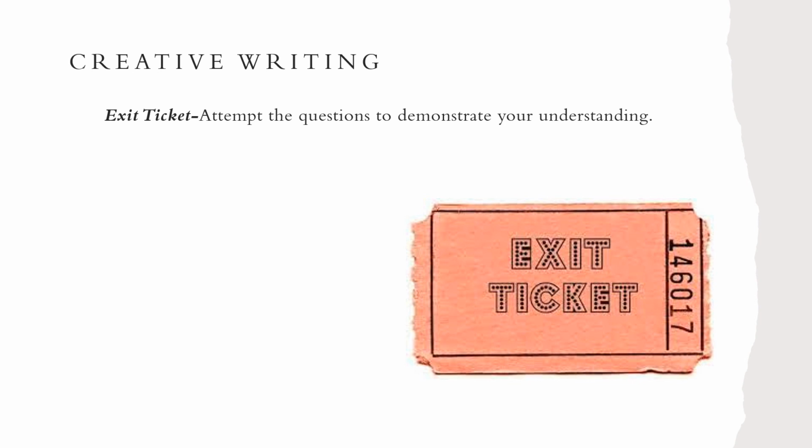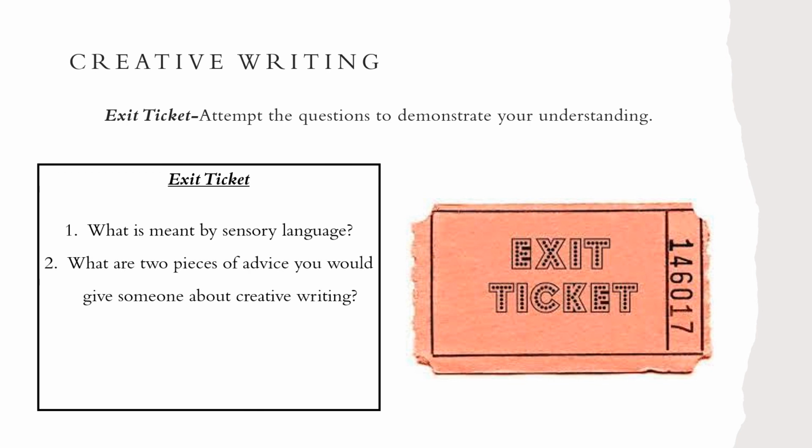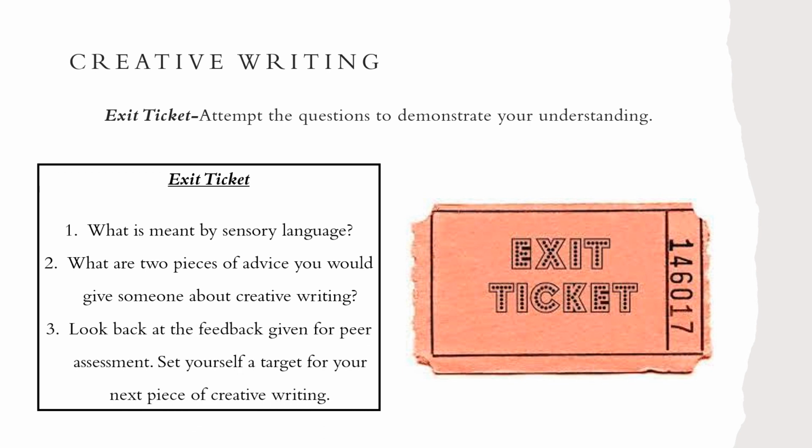Now, if you've managed to get through all of that, then that's absolutely fantastic. Well done. The last thing I'd like you to think about is the exit ticket. So attempt the questions to demonstrate your understanding and to make sure we've actually got something out of what we went through today. So first thing to think about would be, what is meant by sensory language? Number two, what are two pieces of advice you would give someone about creative writing? And the final one, number three, look back at the feedback given for peer assessment. Set yourself a target for your next piece of creative writing.